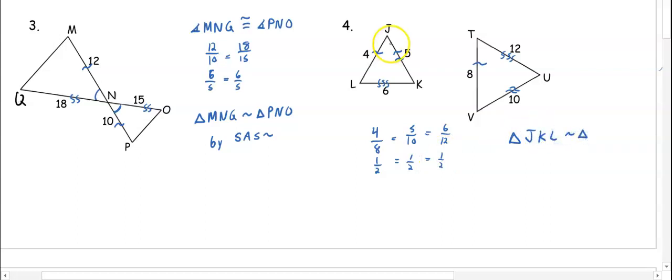Now we have to be careful. As I name this and I look at JKL, I went from the medium side length to the longest. So if I go from the medium side length to the longest, this second triangle would be VUT, and then they are similar by side-side-side similarity.